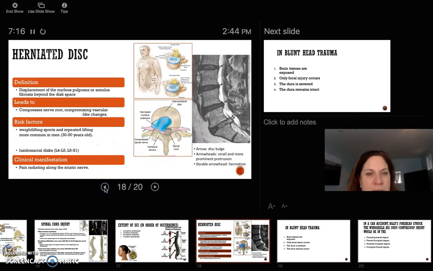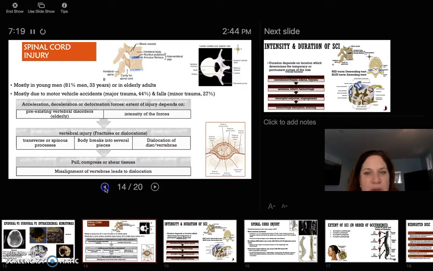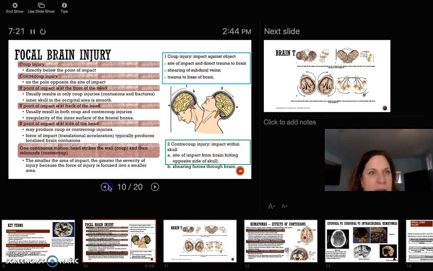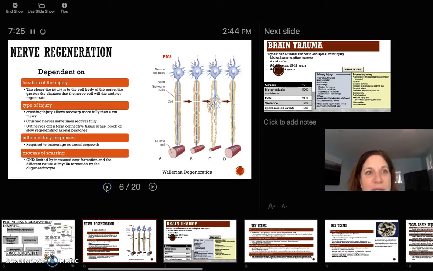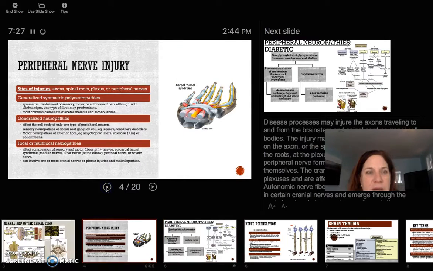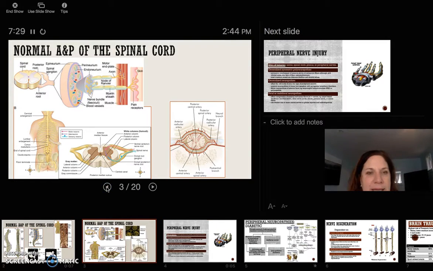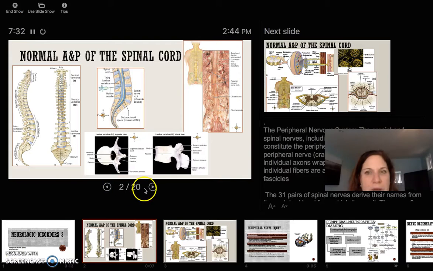So what I want to do now is just go back and do a quick review for you of the most important things. Although all these slides are important, I just do want to tell you again that this slide was a review of the spinal cord and the nerves that were in the spinal cord, 31 pairs of spinal nerves that get their names from where they exit, what level of vertebrae. So cervical, thoracic, lumbar, and sacral.